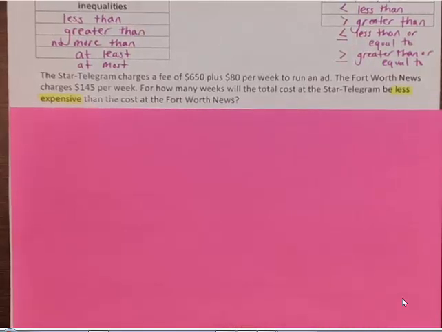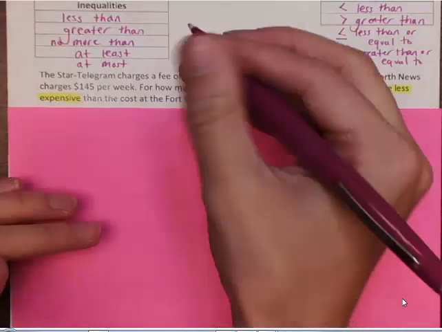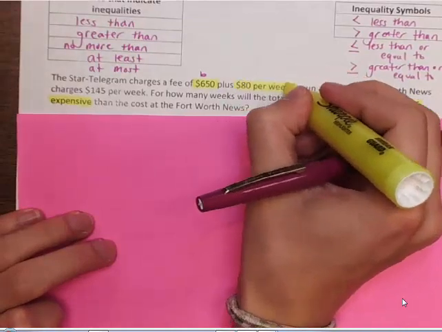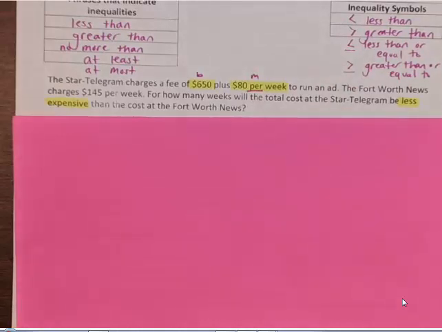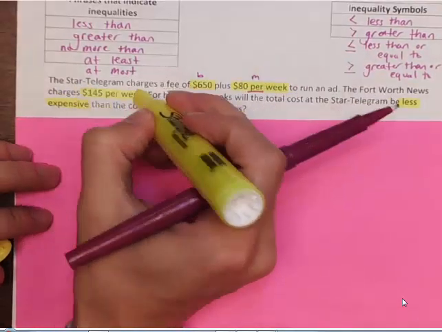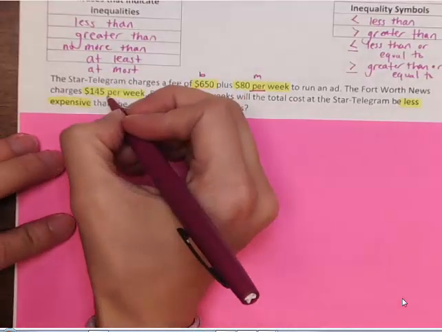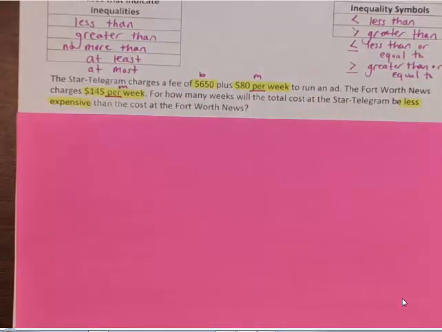We also are describing two different things and showing the relationship. We're describing the STAR Telegram, which has a $650 fee, which is going to represent our b, or our starting point, or our y-intercept. And then it also has $80 per week. The word per tells us that this is the slope. That's for the STAR Telegram. We also see that the Fort Worth News charges $145 per week, okay, which would represent what? The y-intercept or the slope? Again, the word per identifies that this is our actual slope, so we don't have an initial fee for the Fort Worth News. So now we want to be able to write an inequality based off of this word sentence.